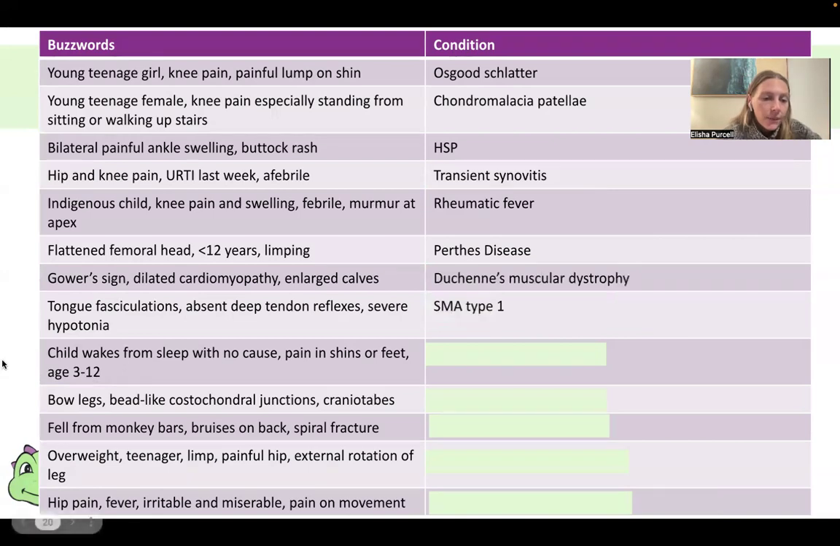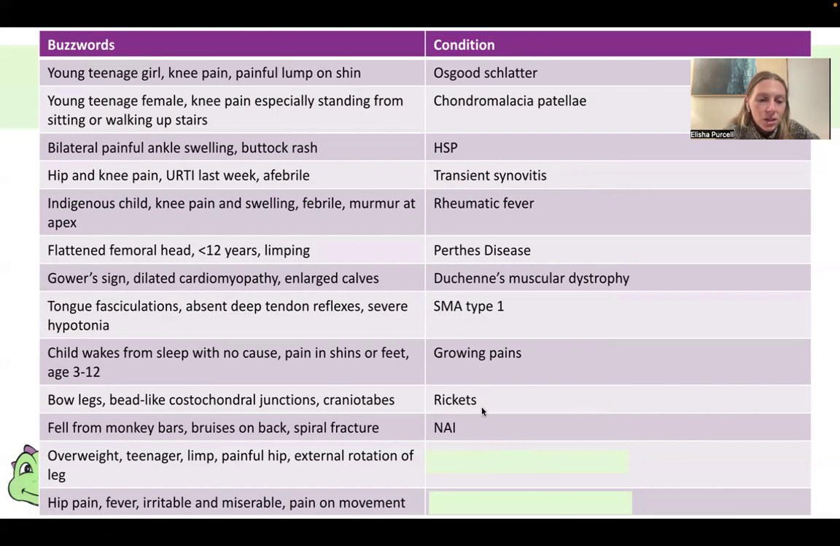Child wakes up from sleep with no cause, pain in shins or feet, age 3 to 12. This one's a bit of a funny one, but hopefully, yeah, it's growing pains. But if that's all they have, they'll probably give you a bit more detail in the stem, but it's always good to consider growing pains as an actual answer. Next one, bow legs, bead-like costochondral junctions and craniotabes. It's another unique one. So rickets.